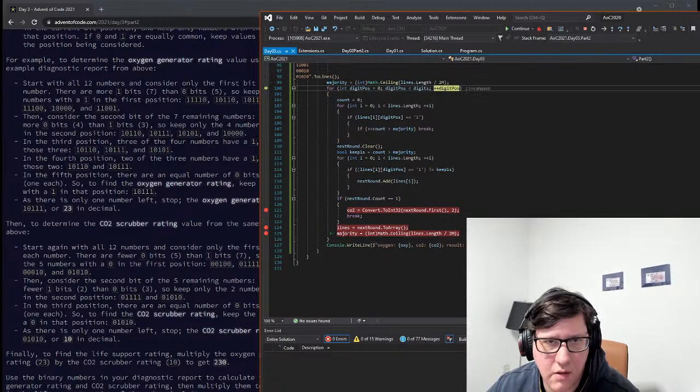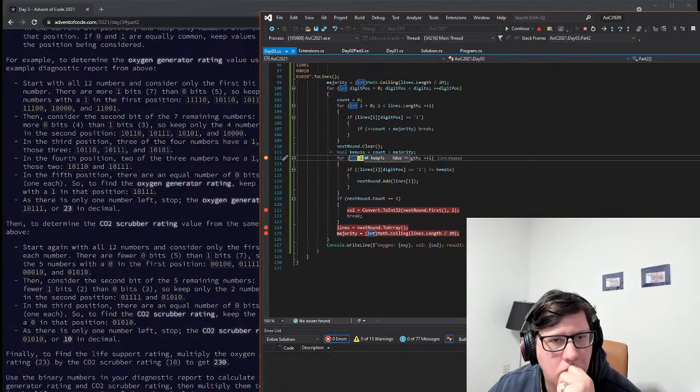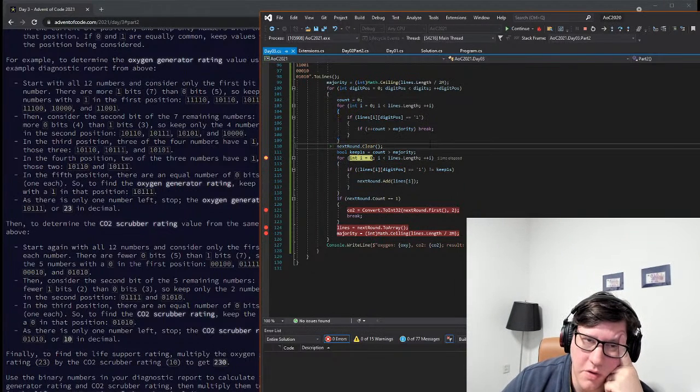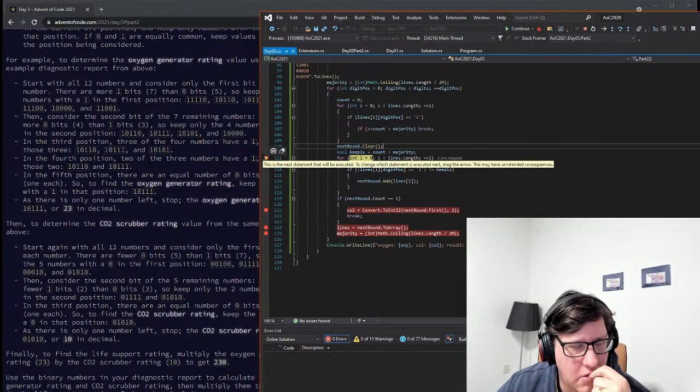Majority is now 3. Let's see, keep ones is false. Oh, okay, wait a minute. Because our lines are now, yeah, because there are only 2 ones here, we should actually keep the ones. We need to keep the ones with the majority. I'm an idiot. Oh, without the majority.